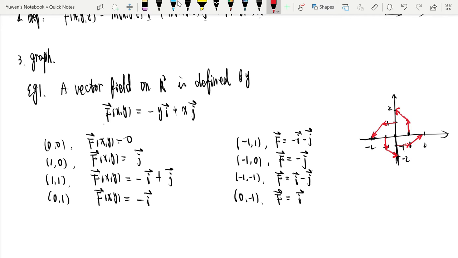At each point, we draw a vector using the expression of the vector field. That's the first one. Okay, that's the graph of a vector field.